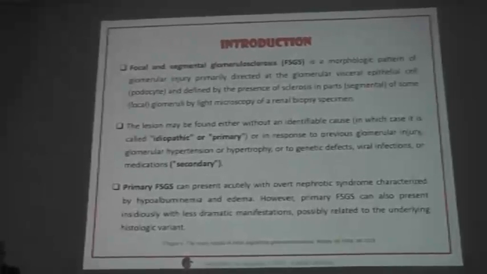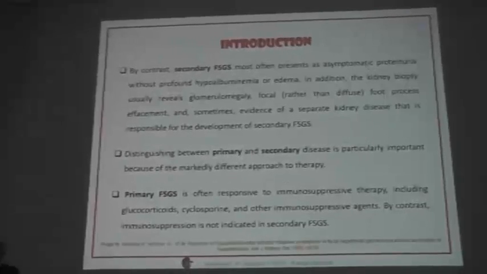Focal segmental glomerulosclerosis, as we know, is a morphologic pattern of glomerular injury primarily directed at the glomerular visceral epithelial cells. It may be idiopathic in most cases, and secondary in some cases, as Dr. Sosan was just talking about. Primary focal segmental glomerulosclerosis can present acutely with an overt nephrotic syndrome characterized by hypoalbuminemia and edema. On the other hand, secondary focal segmental glomerulosclerosis often presents as asymptomatic proteinuria without profound hypoalbuminemia or edema.